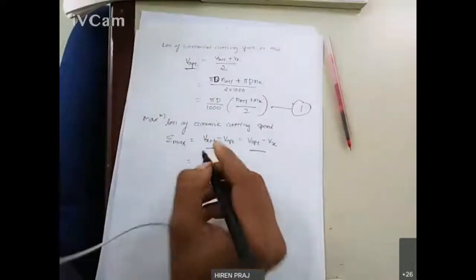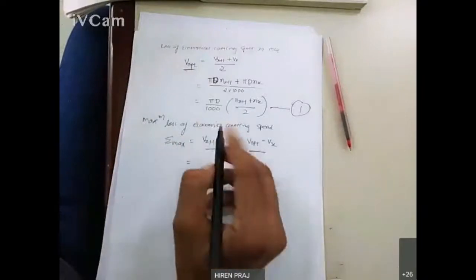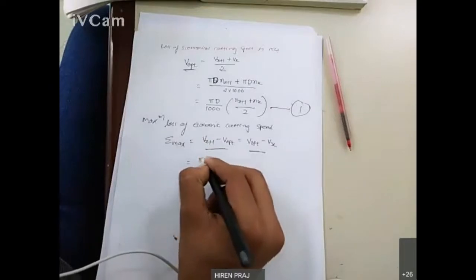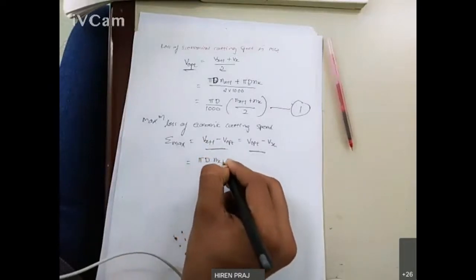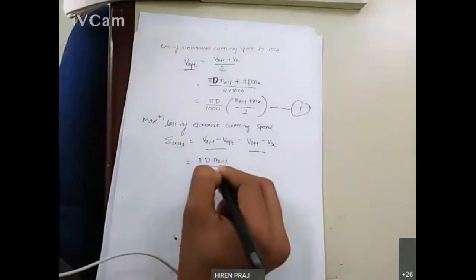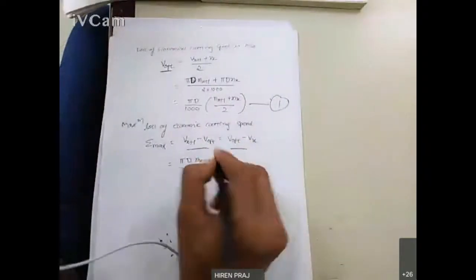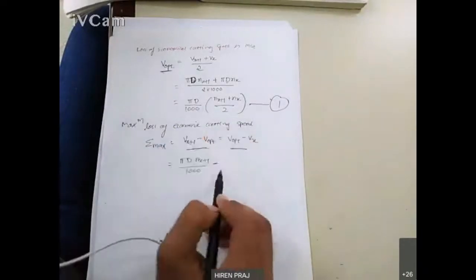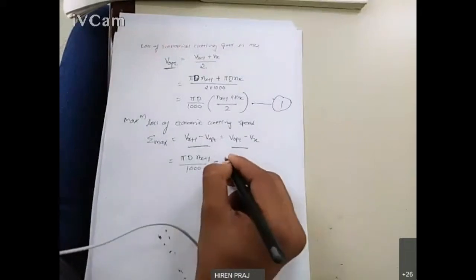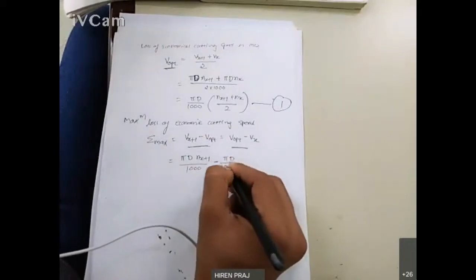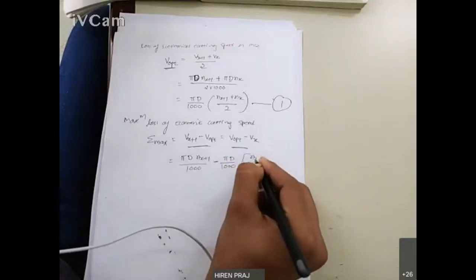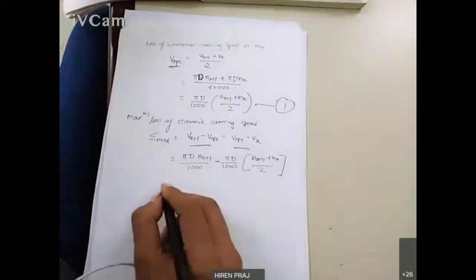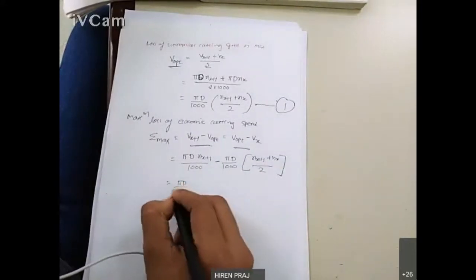So with this, if we write again a similar equation, pi D nx plus 1 by 1000 minus V optimum, which we know from equation number 1. So we write this equation here. V optimum for this condition is pi D by 1000 times nx plus 1 plus nx by 2. Now let us take pi D by 1000 common.